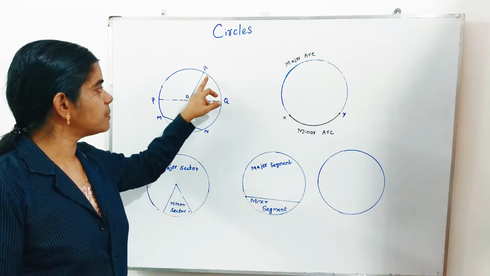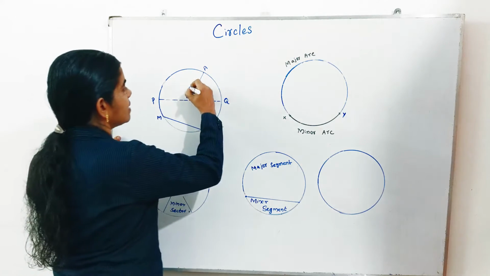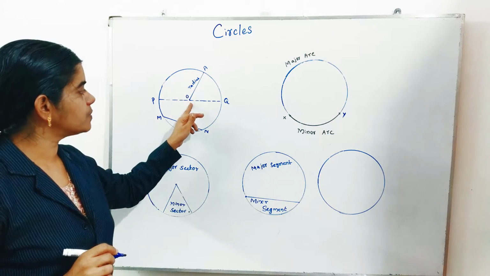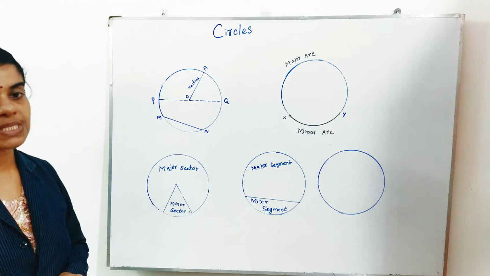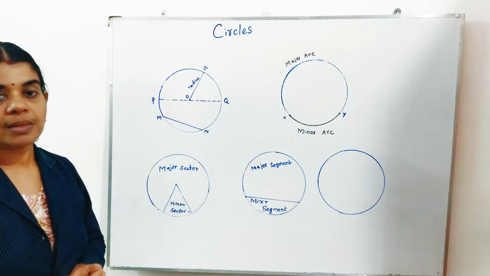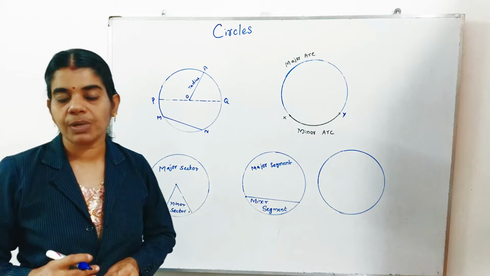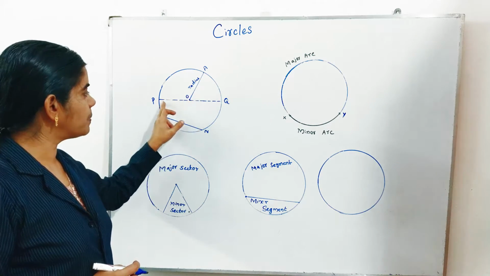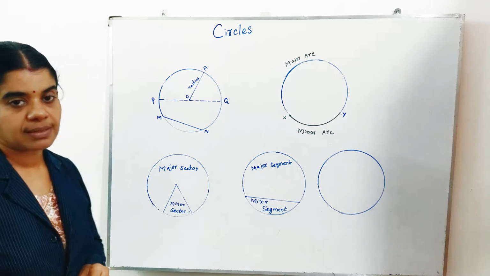From the center, we are taking one point on the circle. OA is known as the radius of the circle. The length of the line segment from the center to any point on the circle is known as the radius of the circle. Then PQ is the line that is passing through the center of the circle, that is known as the diameter of the circle. Diameter means 2 into radius, because OQ is the same as OA, and OP is also the radius. So 2 times radius is equal to the diameter of the circle.